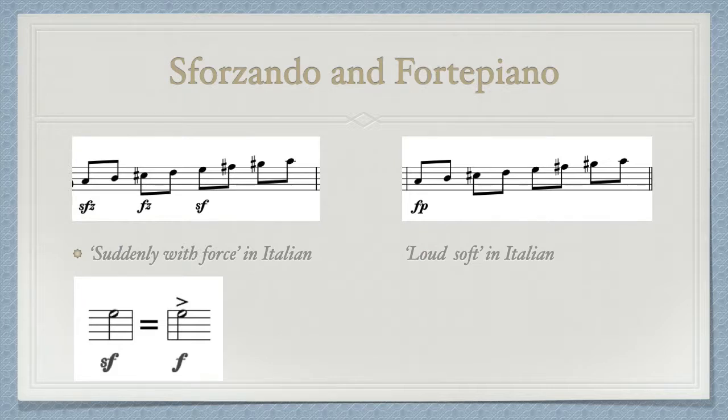Fortepiano literally means loud, soft in Italian. It is a sudden dynamic change. It starts with an accented attack, followed immediately by a soft sound within the same note. FP is the notation for fortepiano.